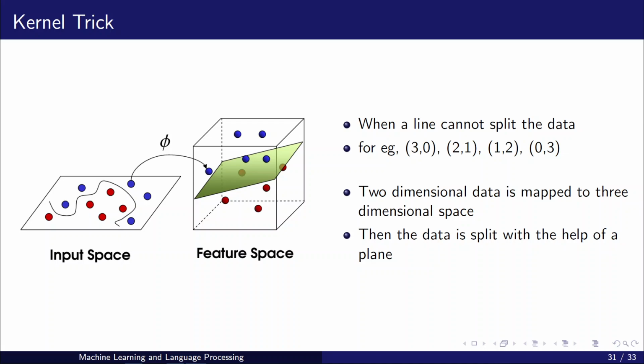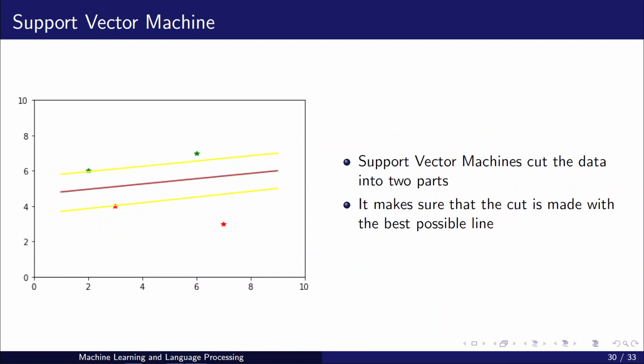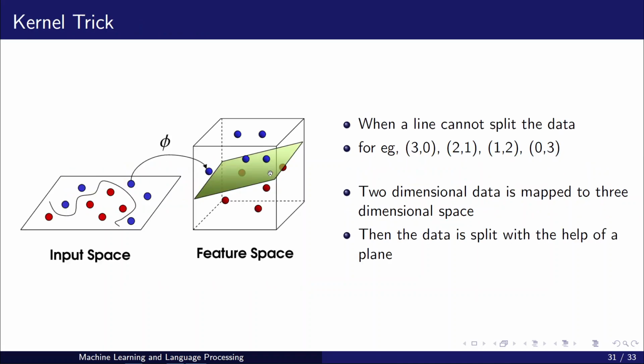Next is something known as a kernel trick. In the case of support vector machines, if you have some data points like this and you are not able to cut the data into two parts by using a line. Previously we could cut this data into two parts by using a line. Here we cannot do it. This is your input space.